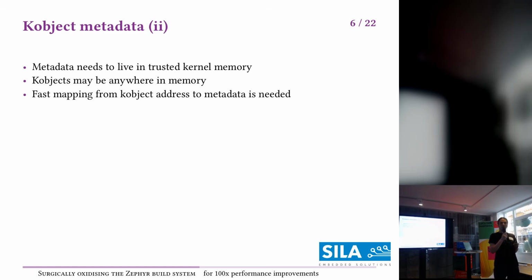And now a userspace thread comes along with an address of a supposed kernel object that the kernel needs to say, okay, what is this? So there needs to be some mapping from the address of a kernel object that a userspace thread provides to this metadata.